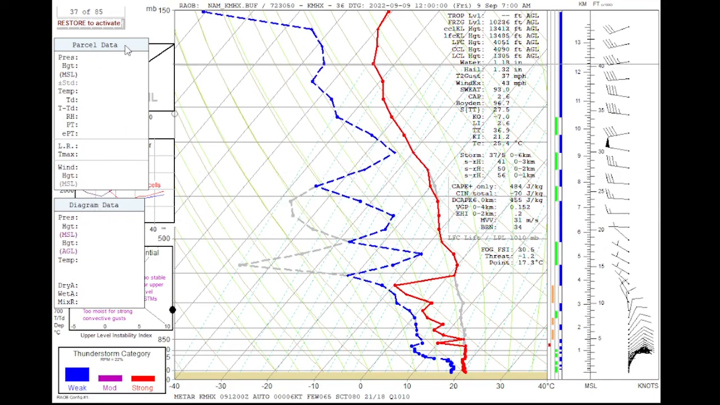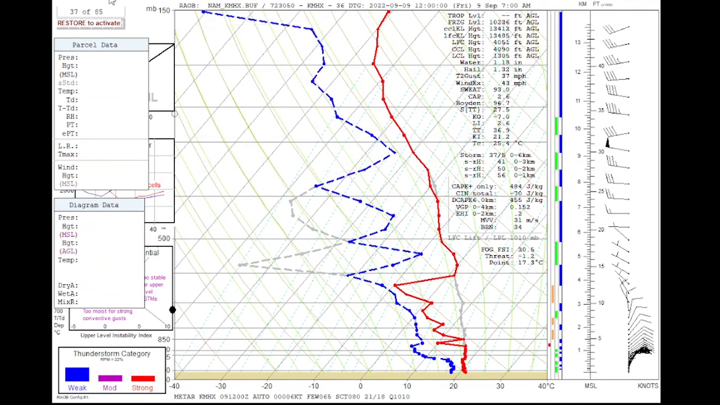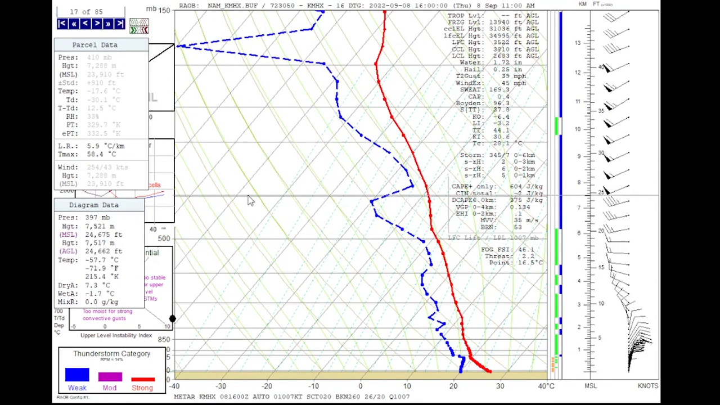Alright, so restore. It says restore to activate. I'm not sure how to do that yet. I'm going to open a sounding.